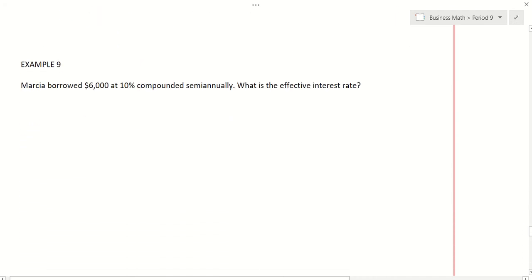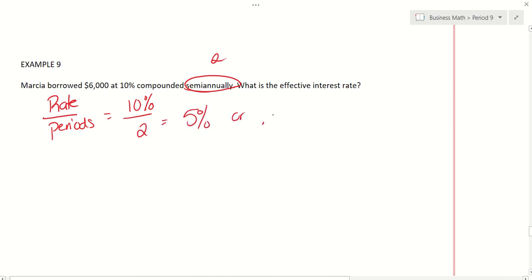We have Marcia. She borrows $6,000 at 10% compounded semi-annually. What is the effective interest rate? Start off, like any other problem we were doing before, you take your rate over periods. So in this case, we have a 10% rate over compounded semi-annually means 2 periods. So that gives us 5%, or a 0.05 period interest rate. Now, from there, what do we do?